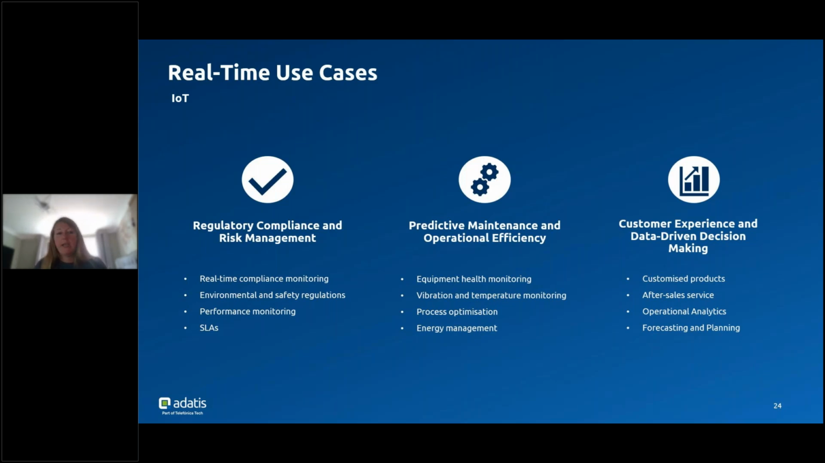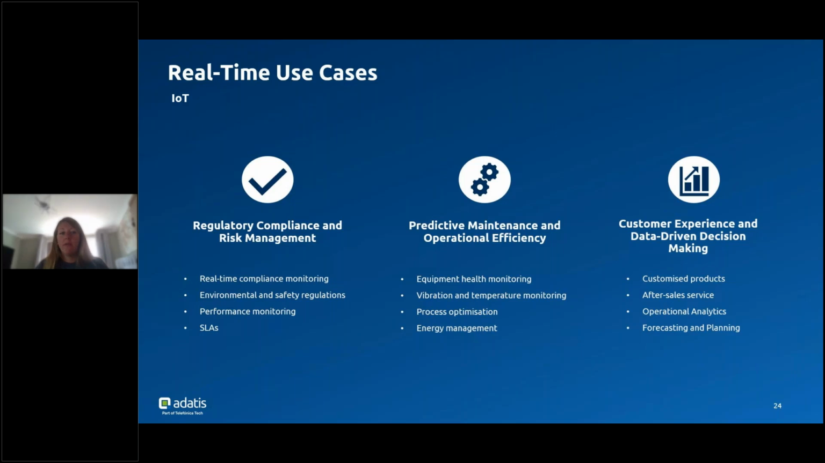If we take a look at your customer experience, you've got your customer products. Real-time data from IoT devices can enable the production of customized products to meet specific customer requirements, enhancing customer satisfaction. You can even take it to the next level and have after-sales service. Enabled products can provide real-time data on their condition and performance, allowing manufacturers to offer proactive after-sales service and support. All giving you data-driven decision-making.